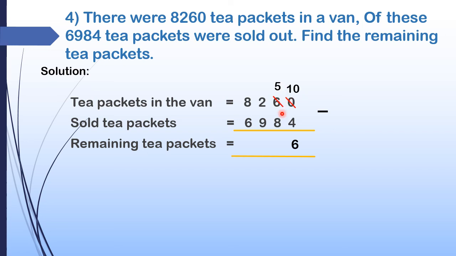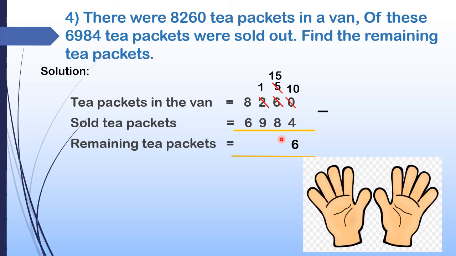Then 5 minus 8. What is 5 minus 8? So we can't find out 5 minus 8. So we have to borrow from the previous digit. So here 2 changed to 1. Then 5 becomes 15. Because it borrowed 10 from the previous digit, isn't it? So 10 plus 5, 15. It becomes 15. Now 15 minus 8.